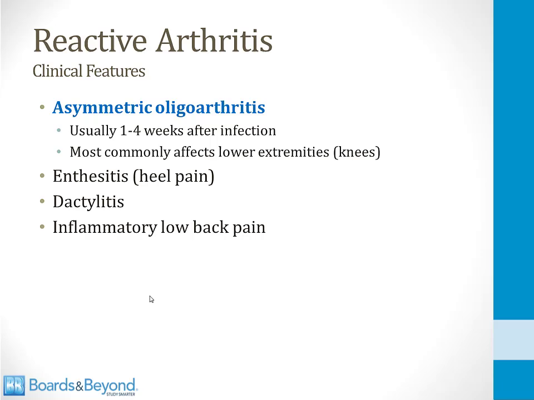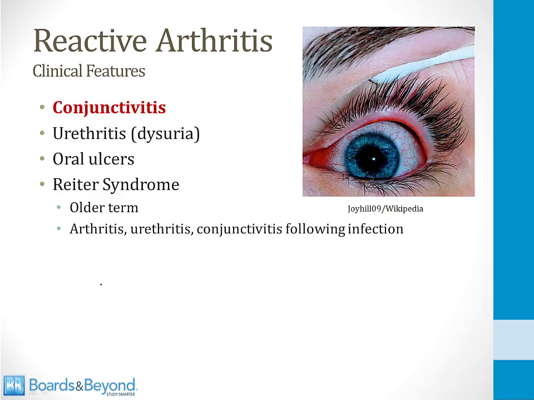The musculoskeletal features of reactive arthritis are all the classic features of seronegative spondyloarthritis that I talked about earlier. So these patients develop an asymmetric oligoarthritis. It'll occur 1 to 4 weeks after infection, and it commonly affects the lower extremities, especially the knees. These patients can present with heel pain from enthesitis, they can have sausage digits from dactylitis, and they often have inflammatory low back pain.